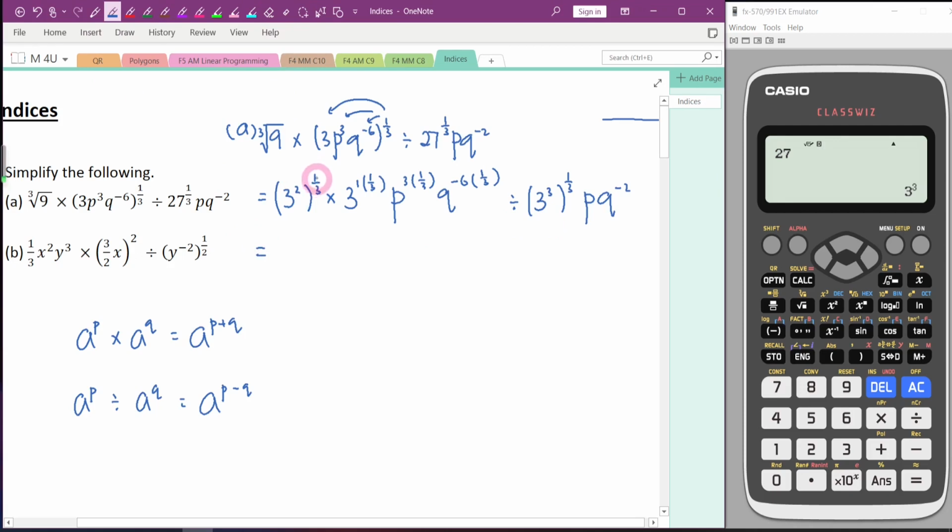2 times 1 over 3 is actually equal to 3 raised to the power of 2 over 3. How about this? 3 power 1 over 3. 3 times 1 over 3 is actually equal to 1. You don't have to write 1. Negative 6 times 1 over 3, you will get negative 2. Okay, here we do the same thing. 3 times 1 over 3, you get 1. 3 power 1, you don't have to write 1.